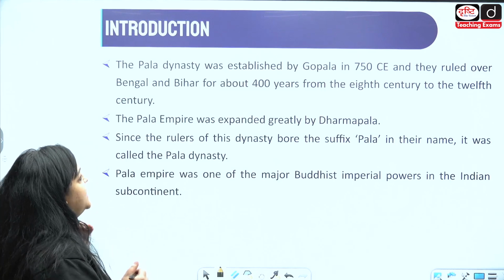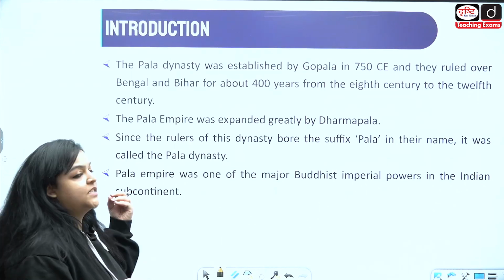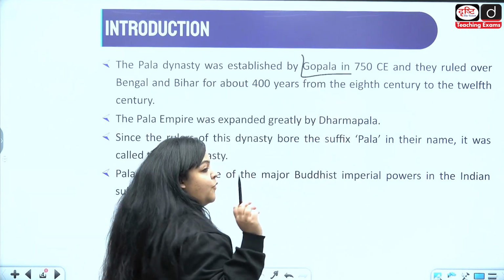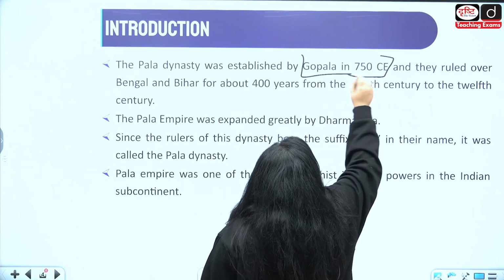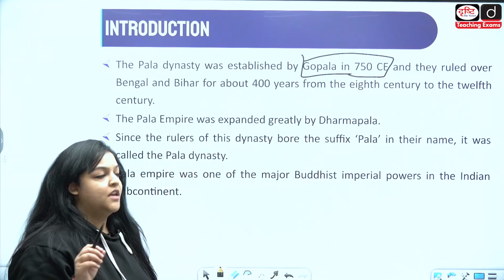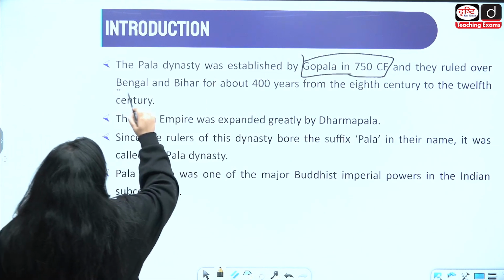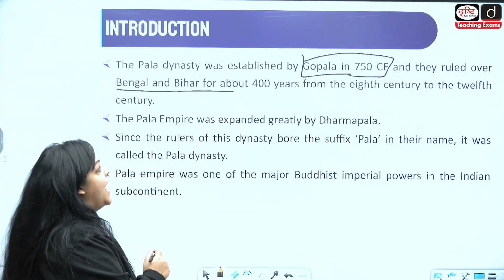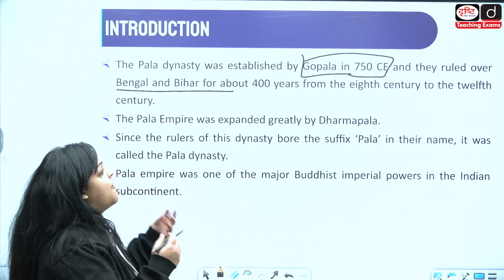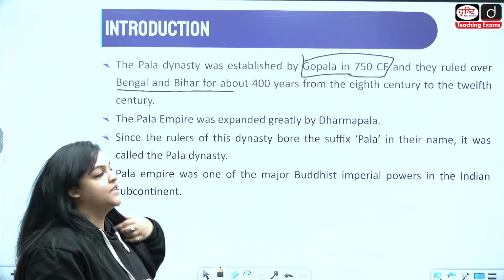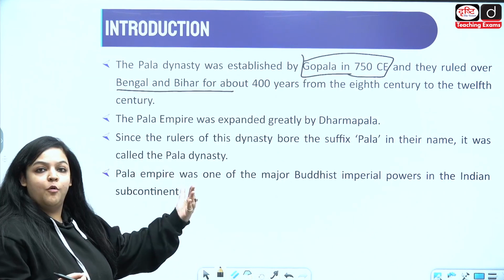So, where was the Pala dynasty established? Now, it was established by a person whose name was Gopal in when? In 750 CE. Please remember this. What is the area in which they were ruling? They were ruling in Bengal and Bihar. And they ruled for about 400 years from the 8th to the 12th century. So, this is actually quite long.